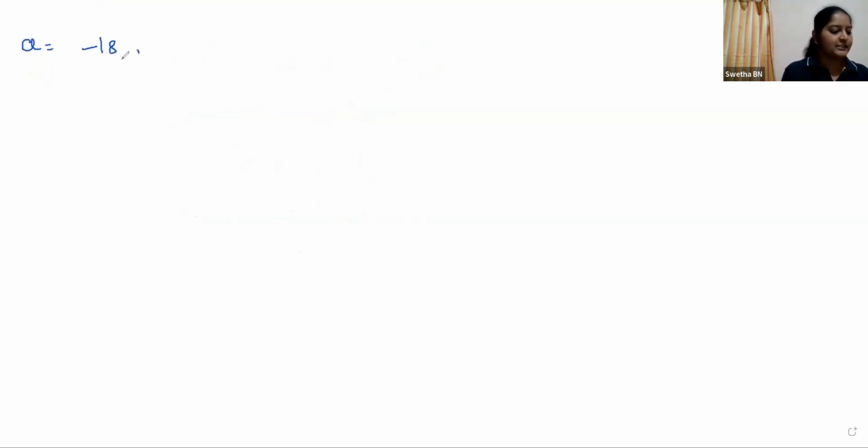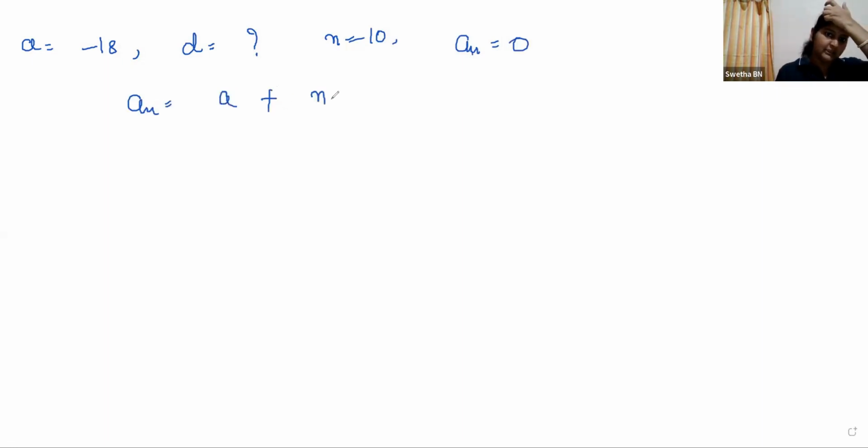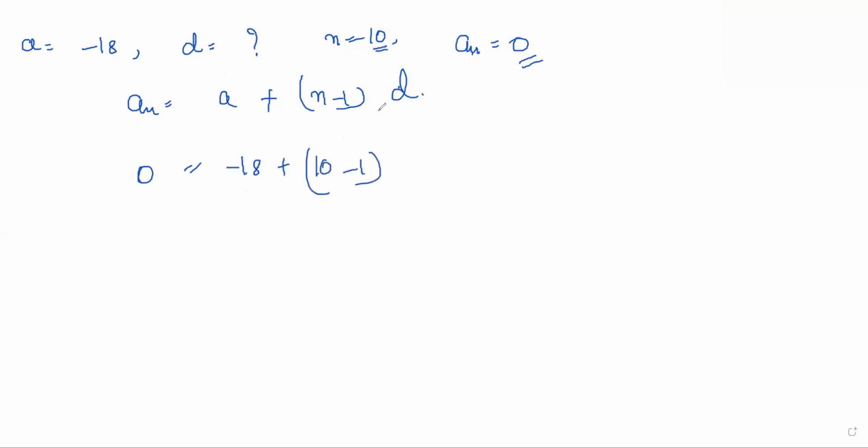A is equal to minus 18. D is not given, children. And N is given, it is 10. AN is equal to 0. So AN is equal to, Panchami, tell me the answer. N minus 1 into D. Just write what is given and substitute in the respective places. AN is 0, A is minus 18, N is 10, minus 1.